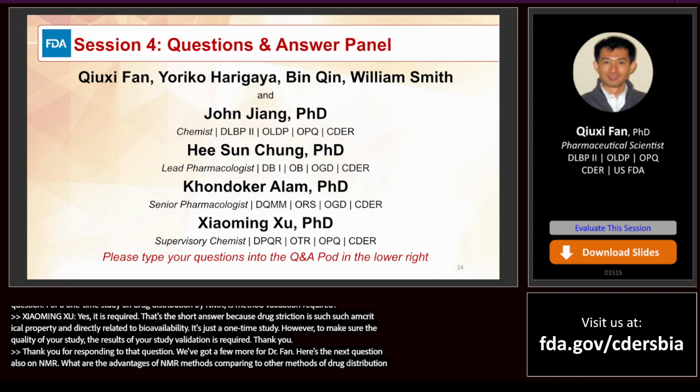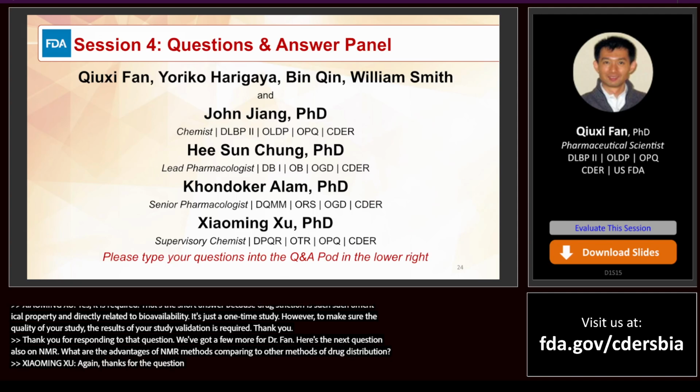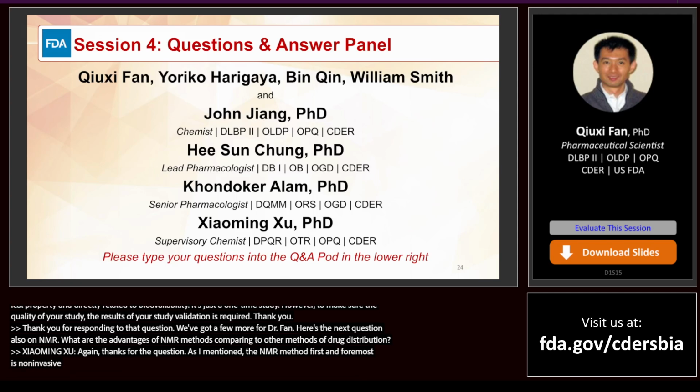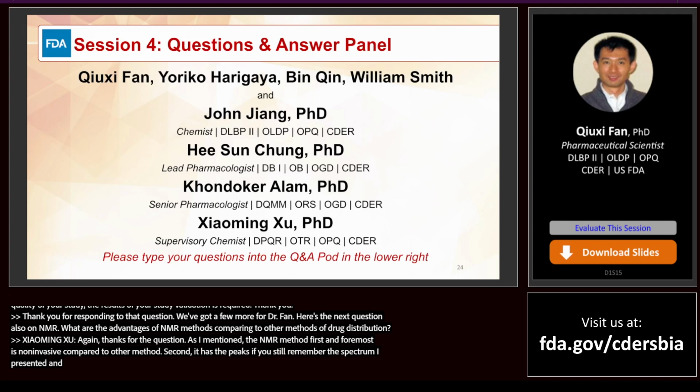Again, thanks for the question. As I mentioned, the NMR method first and foremost is non-invasive compared to other methods. Second, it has these distinct peaks, if you still remember the spectra I presented, and it is easy to measure just by integrating. The mass balance is also excellent. So those are the advantages of this NMR method compared to other methods.